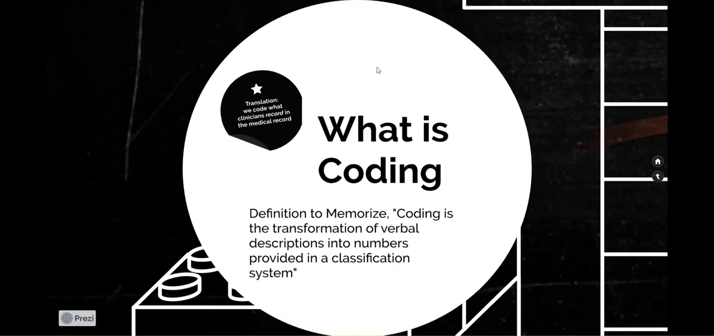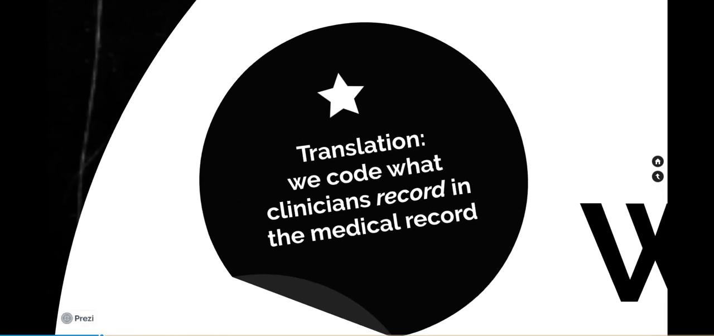So basically, you're translating information into a certain system following that certain system's guidelines. That's what coding is. But for us as medical coders, I want to translate this even more, because this definition is a little confusing, because it's saying that we're transforming verbal descriptions into numbers provided in a classification system, and to an extent, yeah, that's what we're doing. But us as medical coders, we code what clinicians record in the medical record. It has to be written in the medical record for us to code it.